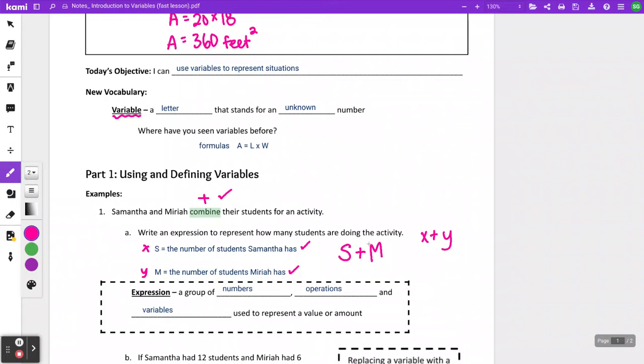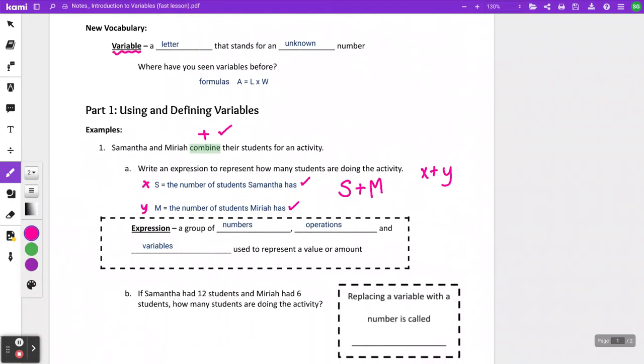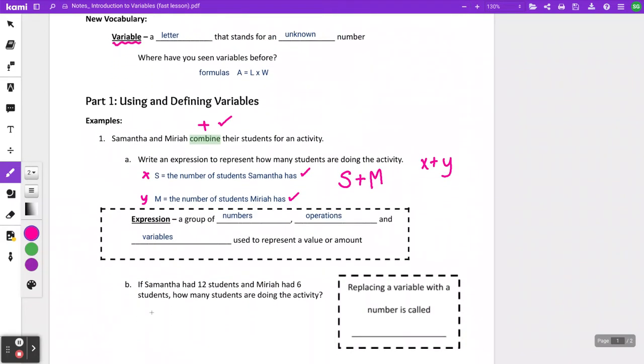Once you've got your expression, that's helpful because it's telling me to find how many total students are doing that activity. All we have to do is add these two amounts together. So if we come down to part B, we're told Samantha had 12 students and Mariah had 6 students. And using that information, can we figure out how many students are doing the activity? This right here, my expression, is like a recipe for how to get my answer.